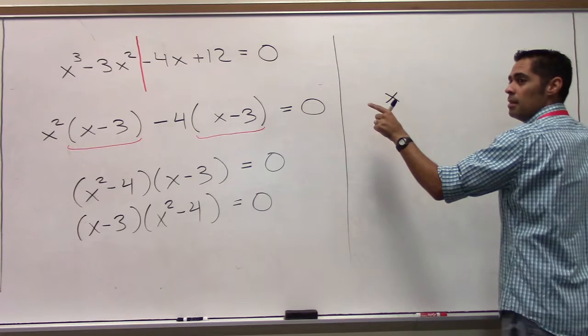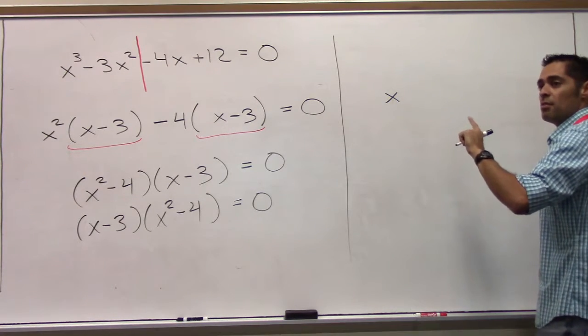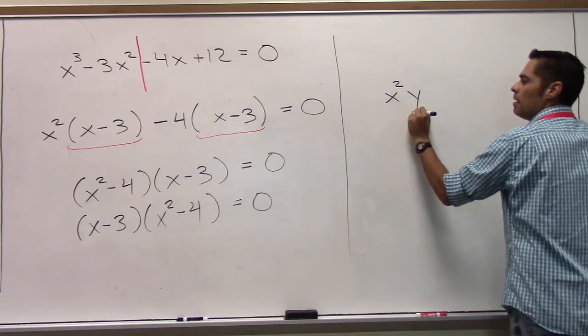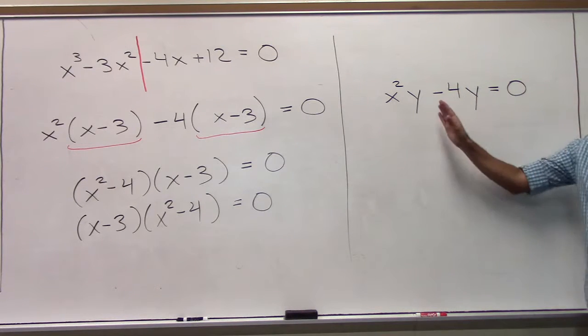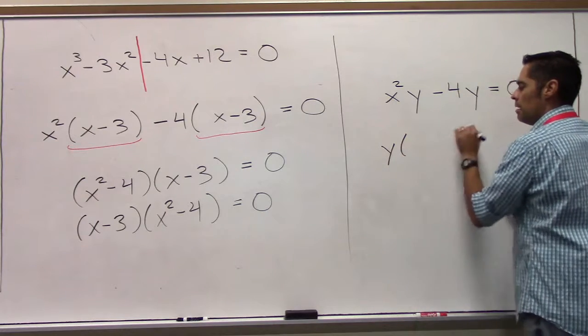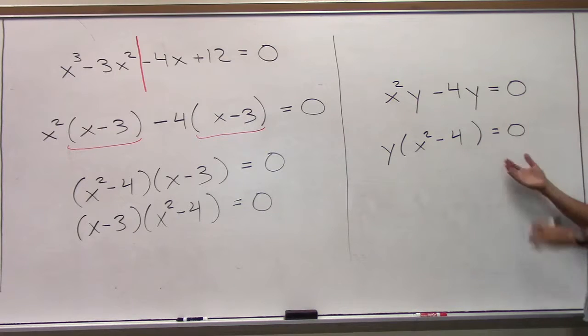Because you're factoring the x squared minus 4. You're going the other way around. You're factoring the x minus 3 out. So watch this. A lot of people can do this pretty easily. All right, if I write this down and I ask you to factor something out, what would you factor out? A y. So you'd pull the y out, right? You'd be left with what? X squared minus 4 equals 0, right? That's what you would have.